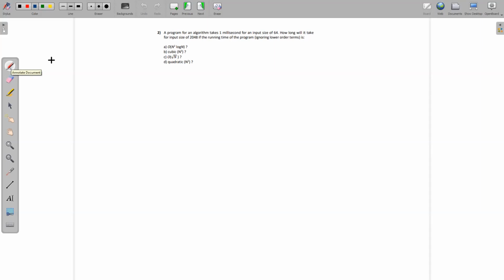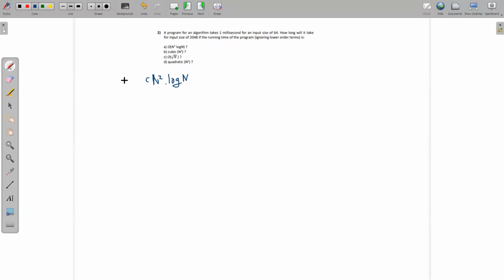An algorithm takes 1 millisecond for an input size of 64. How long will it take for an input size of 2048 if the running time of the program is like this? It says that we have a C, because these are, as I said, in the order of C times n squared times log n.